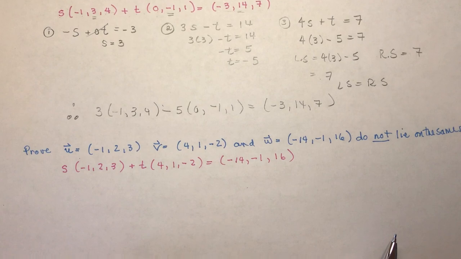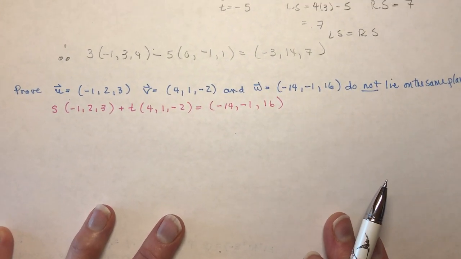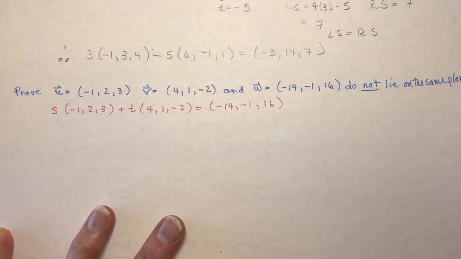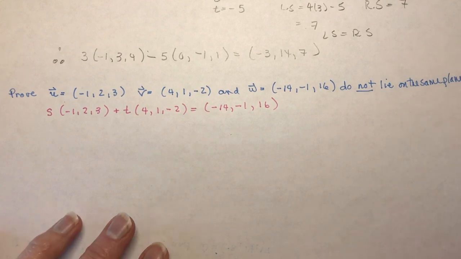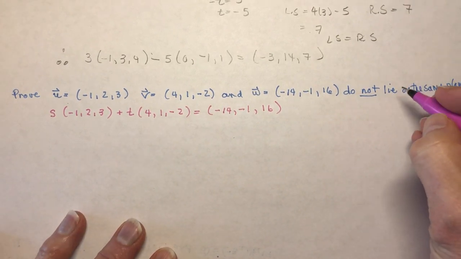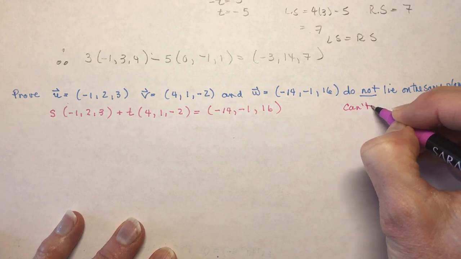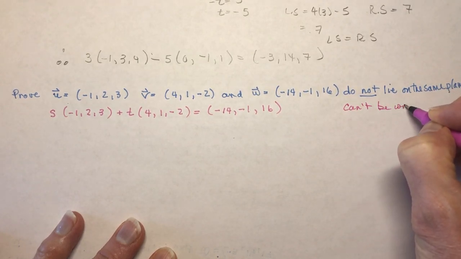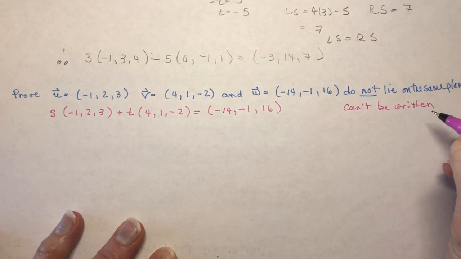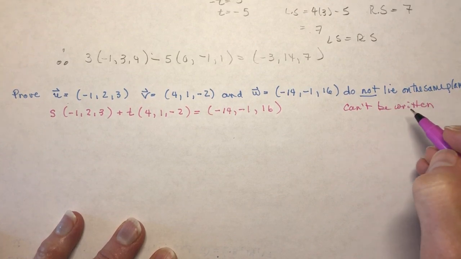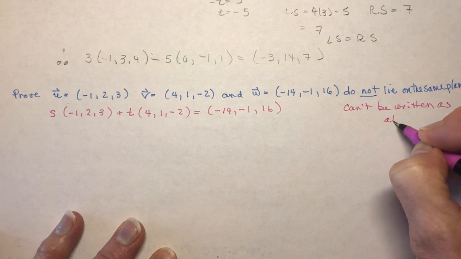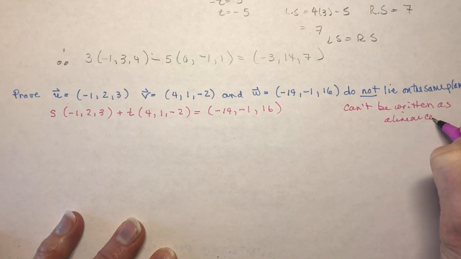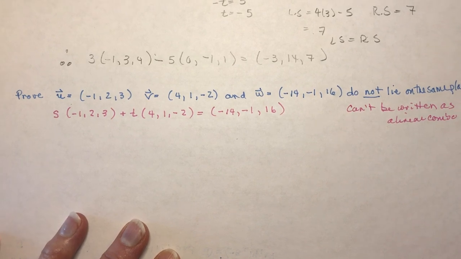Okay, so let's look at one that isn't going to work, just so you're familiar with what could happen here. So it says, prove that they do not lie on the same plane. So proving you're not on the same plane means it can't be written as a linear combination. So we're going to try to make it a linear combination, and we're going to show that it can't be written as a linear combination. Linear combo, I'm going to write just to be fast.